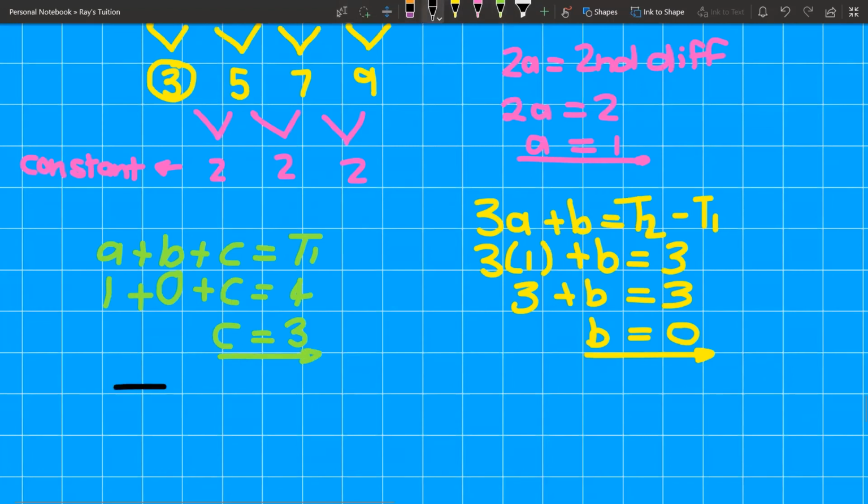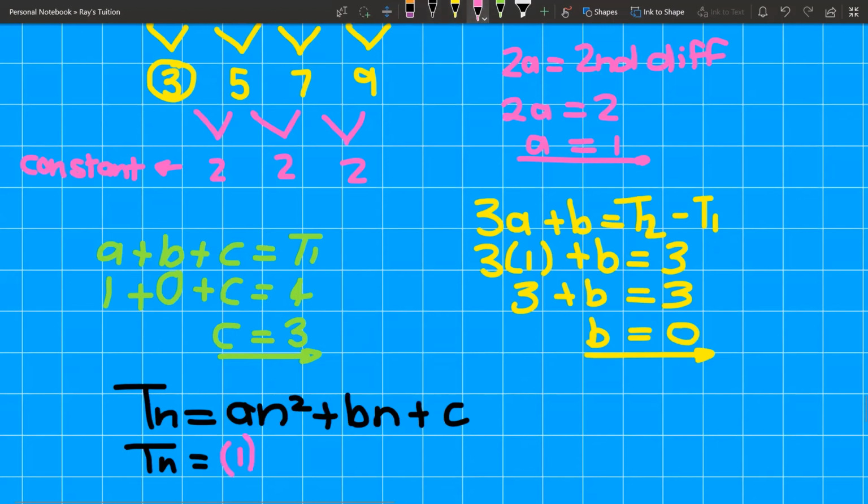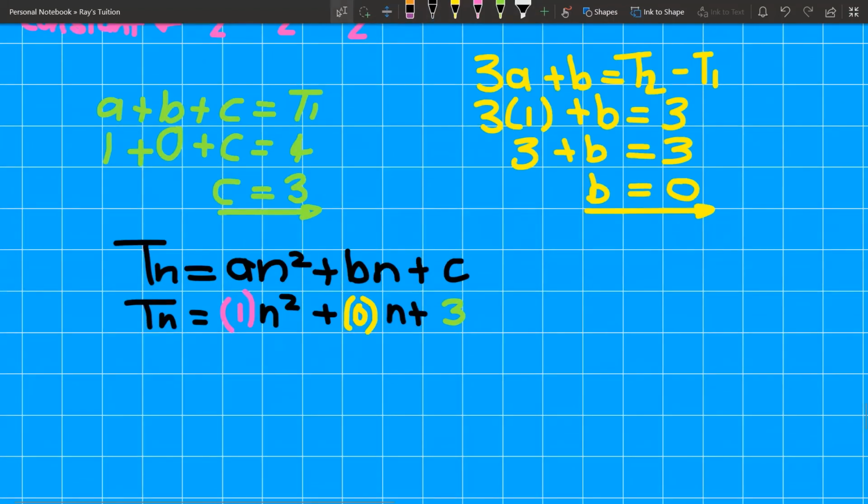Therefore, our general formula, which is Tn is equal to an squared plus bn plus c, is going to be equal to the A value we got, which is 1, n squared, the B value we've got is 0, n, and finally the C we calculated was 3. Okay, simplifying this expression, we can write the general formula simply as Tn is equal to n squared plus 3.